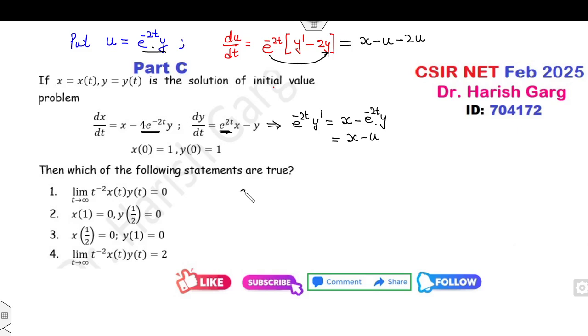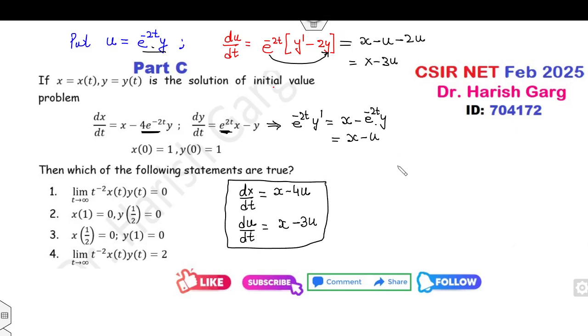So what has your system become? dx over dt is x minus 4u. du over dt is x minus 3u. Fine. Now you can see these are constants. Then you can find the eigenvalues of the matrix 1, minus 4, 1, minus 3. So your eigenvalues: lambda squared plus 2 lambda plus 1 is 0. So your eigenvalues are minus 1 and minus 1. That is the same root.